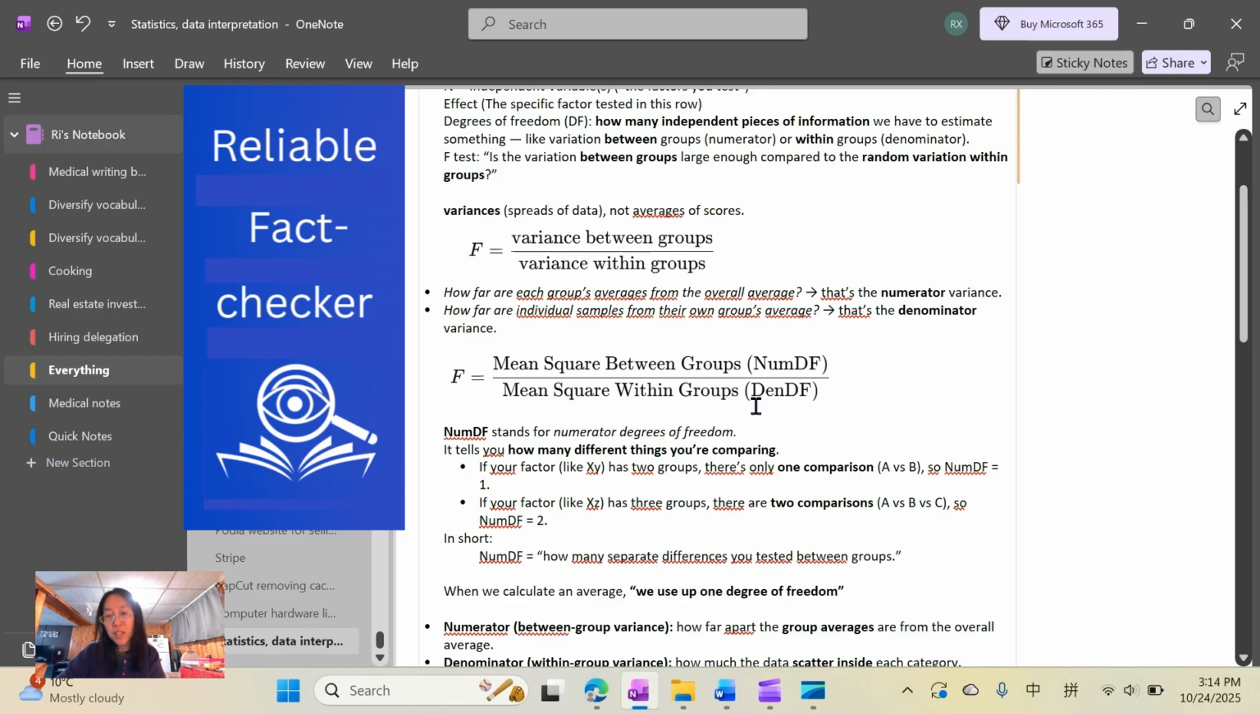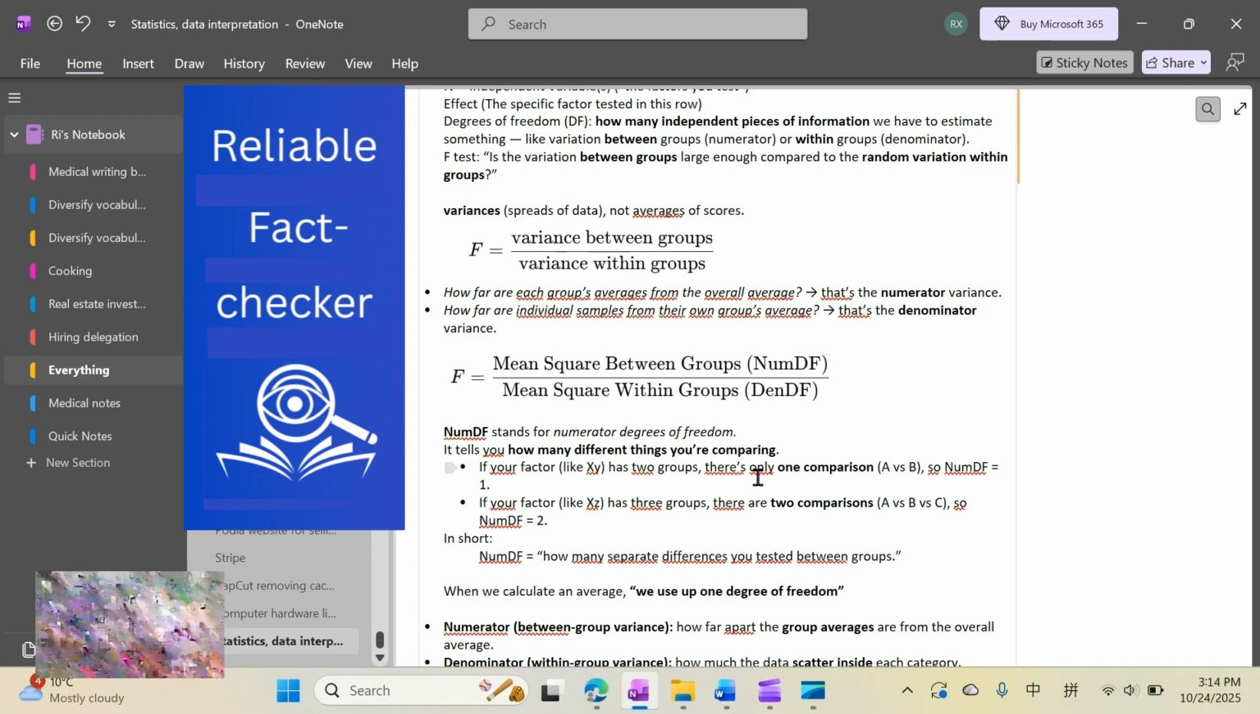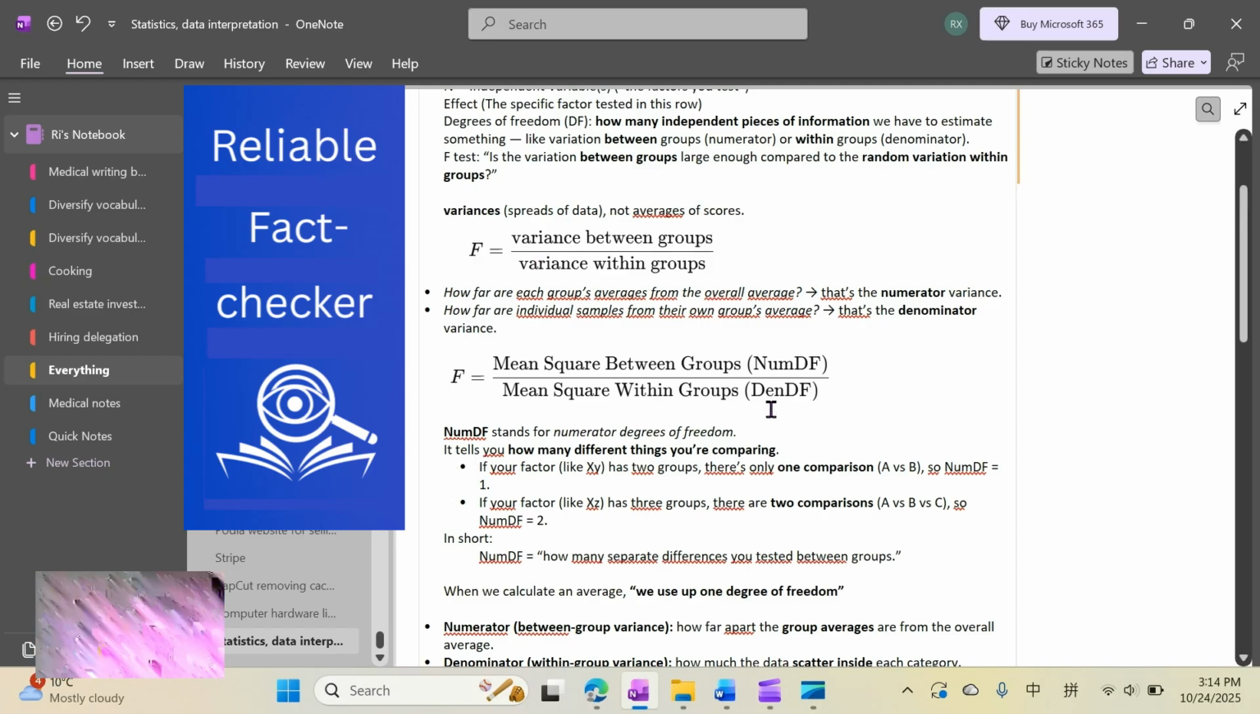Why do we use mean square? Because we want to know the variance, and the variance is usually the difference, put in squared form. Okay, so basically the Fisher value. F is the Fisher value, and it is testing whether the variation between groups is large enough compared to the random variation within groups.